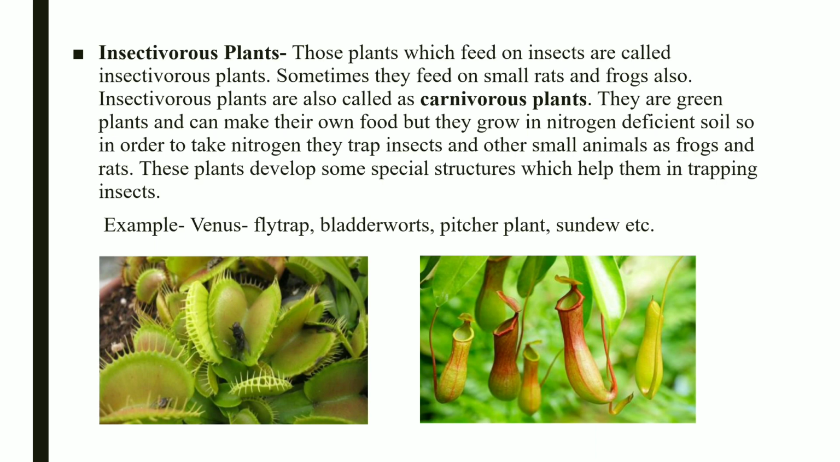This is a very important thing. You should keep in your mind that insectivorous plants are called partial heterotrophs because they trap insects just for taking nitrogen, not for food. In India, insectivorous plants, mainly the pitcher plants, are found in Meghalaya, in the Khasi and Jaintia hills of Meghalaya.